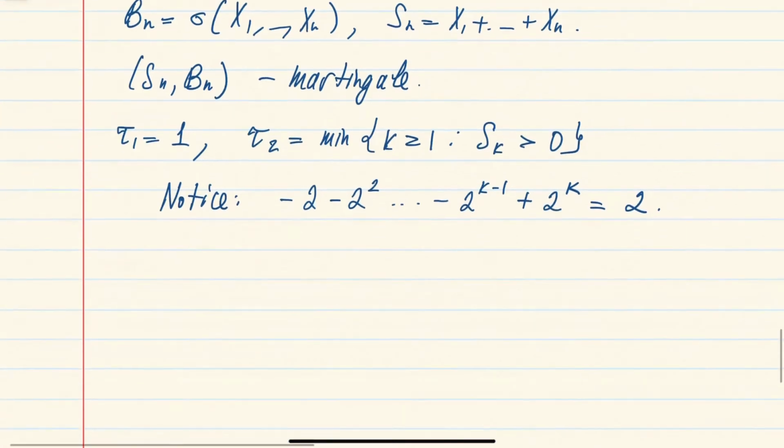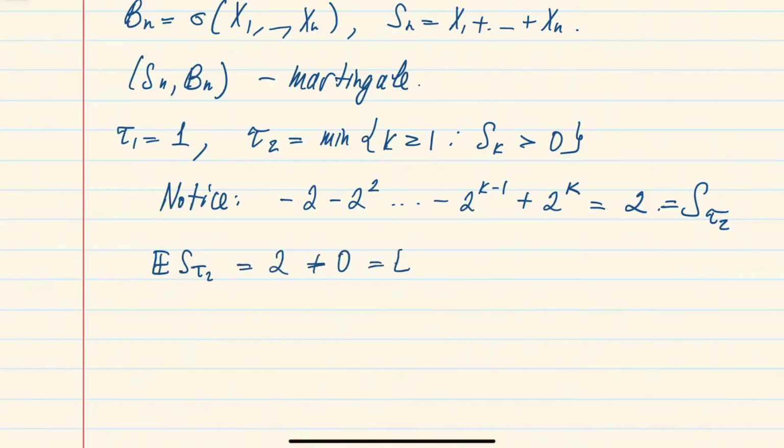But this 2 will be exactly the value of your process at time tau 2, right? For this reason. And you can see that if you apply the above theorem, you do not have this equality, that the conditional distribution of the sum at time tau 2 is equal to that at tau 1, because even their expectations will not be equal, right? So the expectation of S at tau 2 is 2, and it's not equal to 0, which would be the expectation of S at tau 1, which is just the expectation of X1.